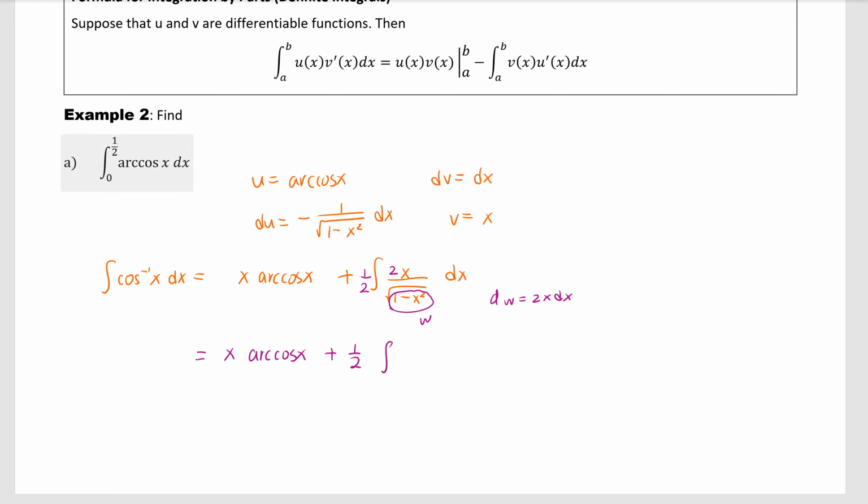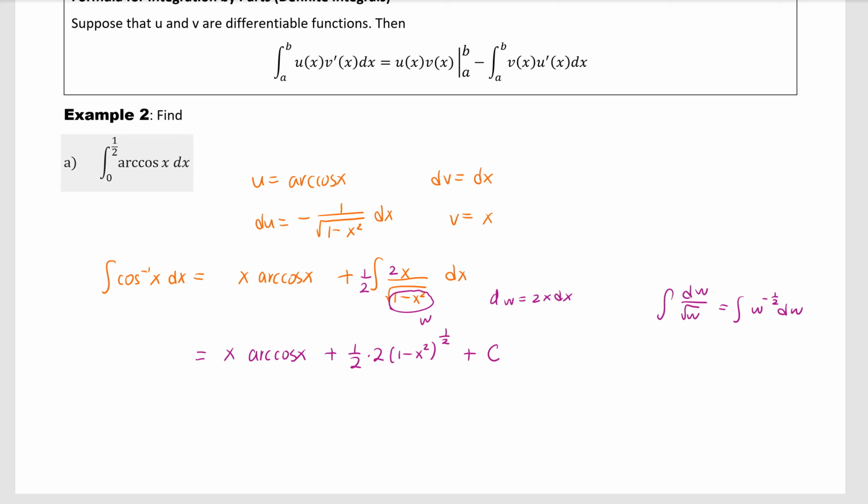Now we have dw on top and square root of w in the bottom. So that's w to the minus 1/2. And how do we integrate? It's w to the 1/2. Our w is 1 minus x squared to the 1/2 multiplied by 2.